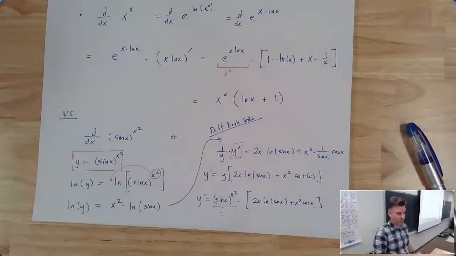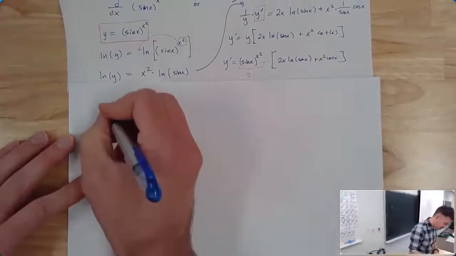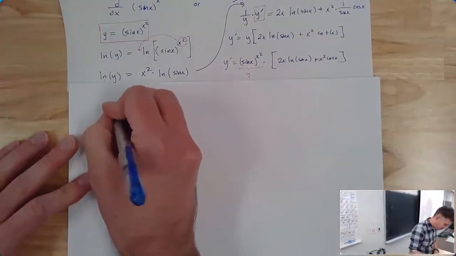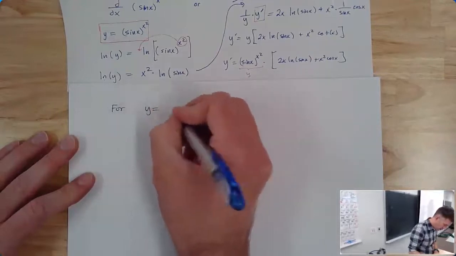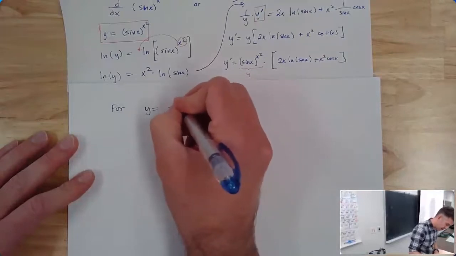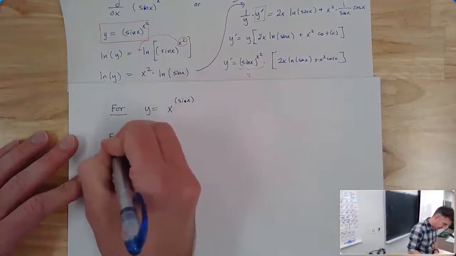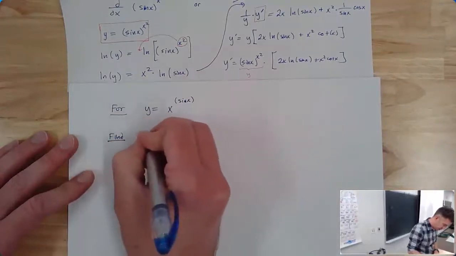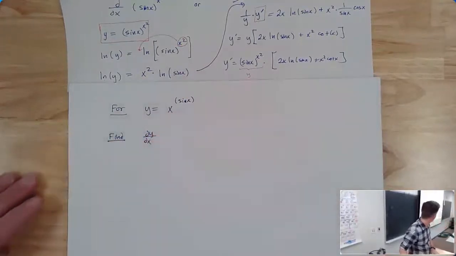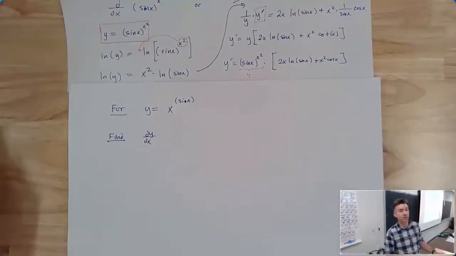So what I would like you all to try is this next one. It's going to be similar but a little bit different. For y equal to x to the sine of x power, I want you to find y prime, or find dy dx. You can do it either way, but I would prefer you do it the second way we did it, though you can do whichever way you think you should.